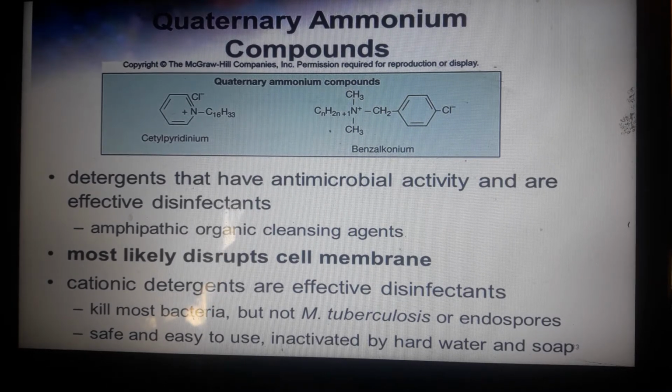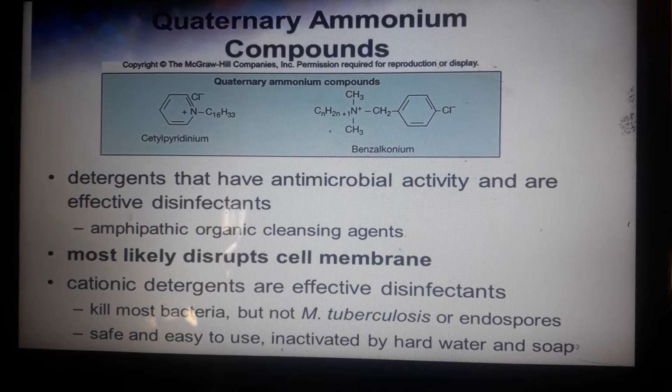When we say amphipathic, they have a water and an oil phase, because soap is also composed of mineral oil or oil. Olive oil is also used. I mean, these cleansing agents have oil and fats content.